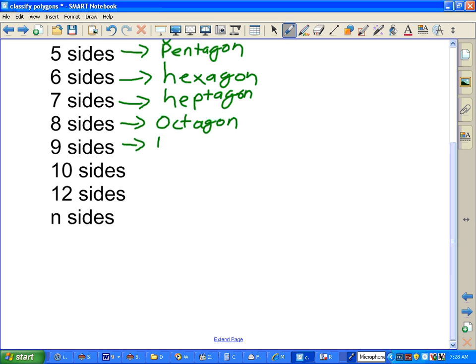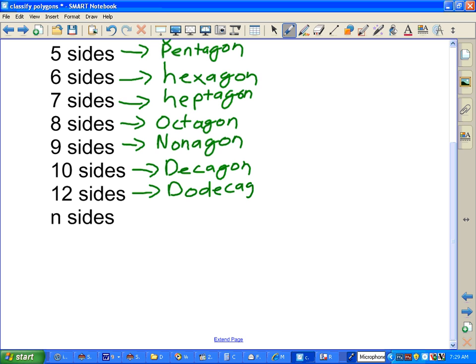9 sides. Nonagon. 9 is non. 10, decagon, like a decade, or decimeter. Decagon. We don't have a name for 11. 12 is a dodecagon. And n we will call an n-gon, and that just means that it's any-sided figure. So if I had 72 sides, we would call that a 72-gon.